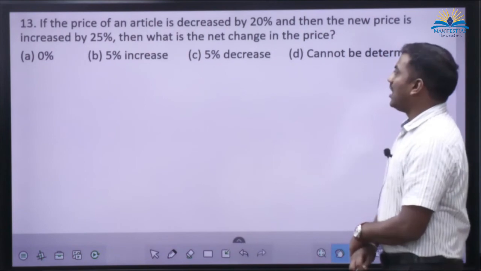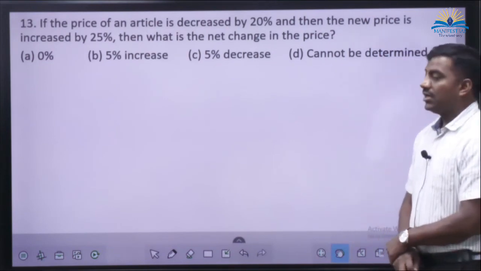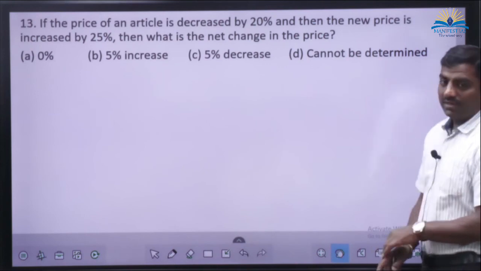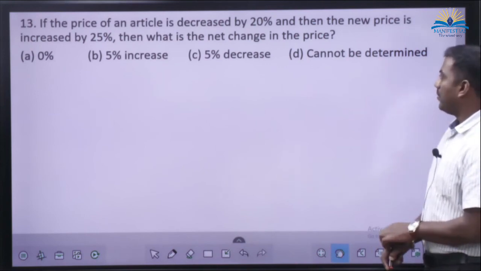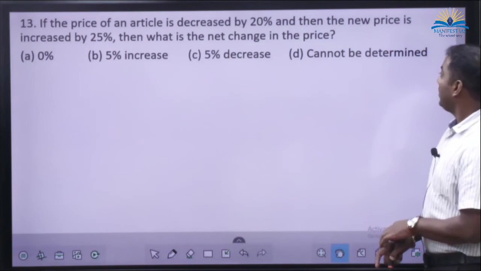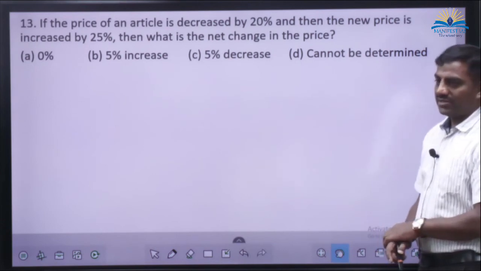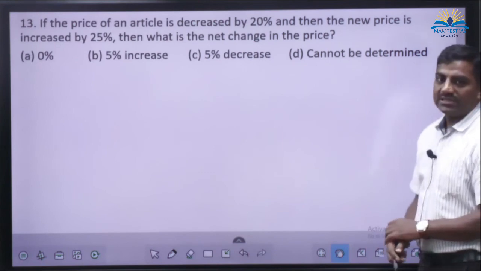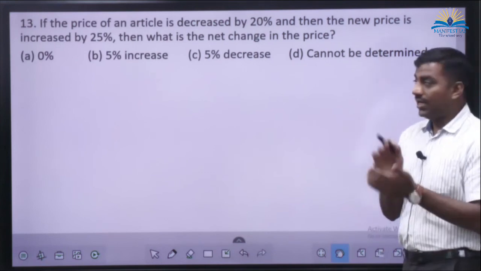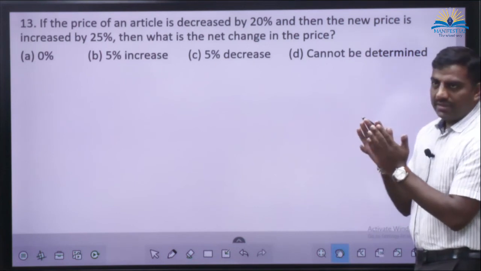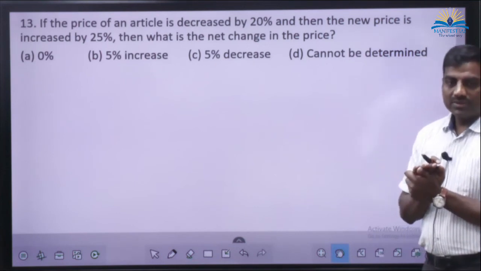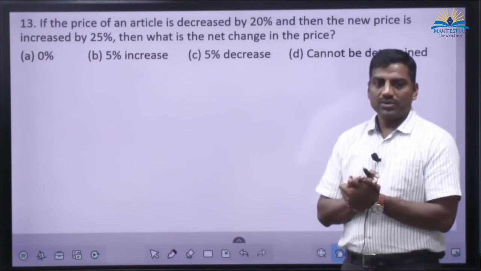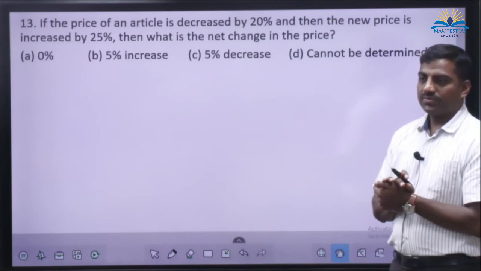If the price of an article is decreased by 20% and then the new price is increased by 25%, then what is the net change in the price? Earlier, there is a decrease of price by 20%, then an increase by 25%. So what is the net change?